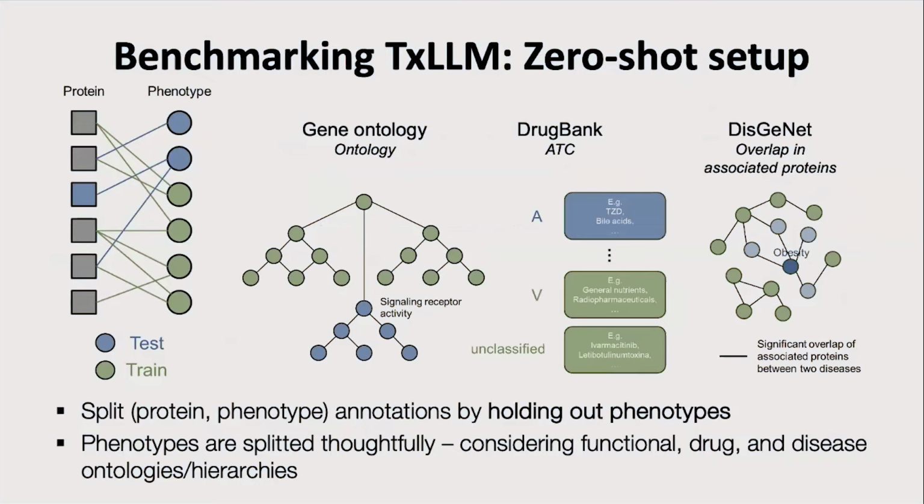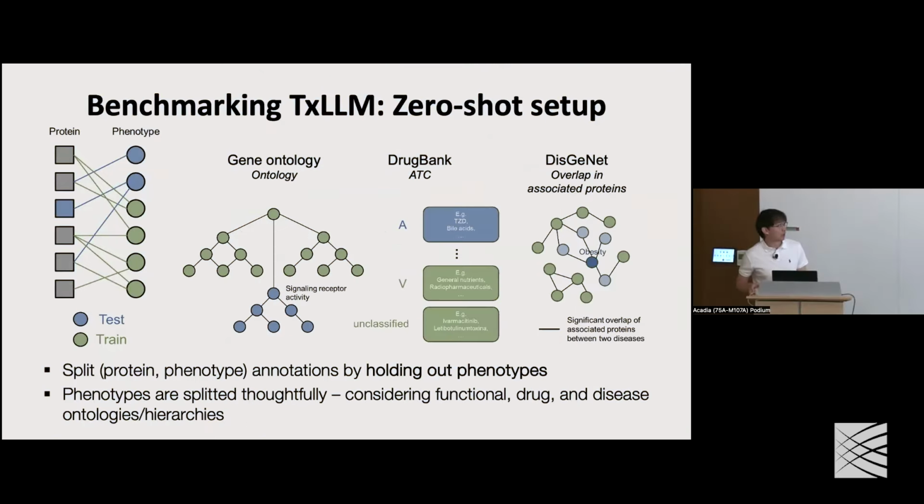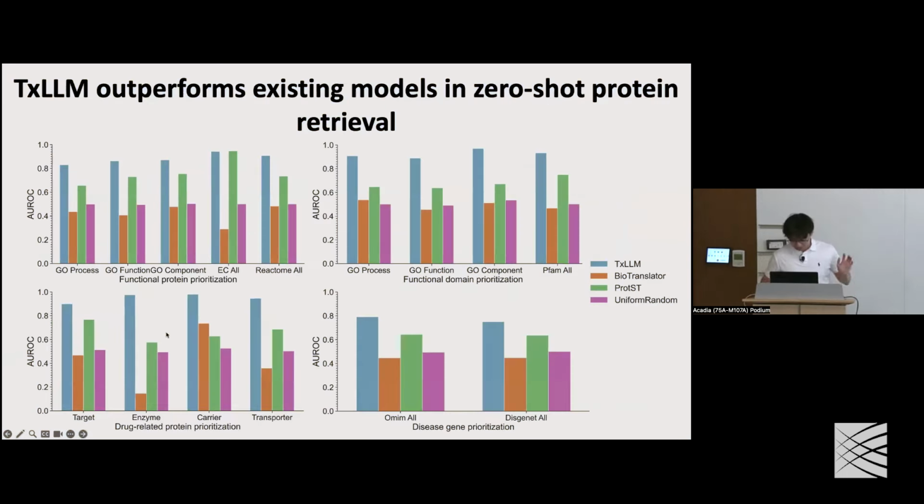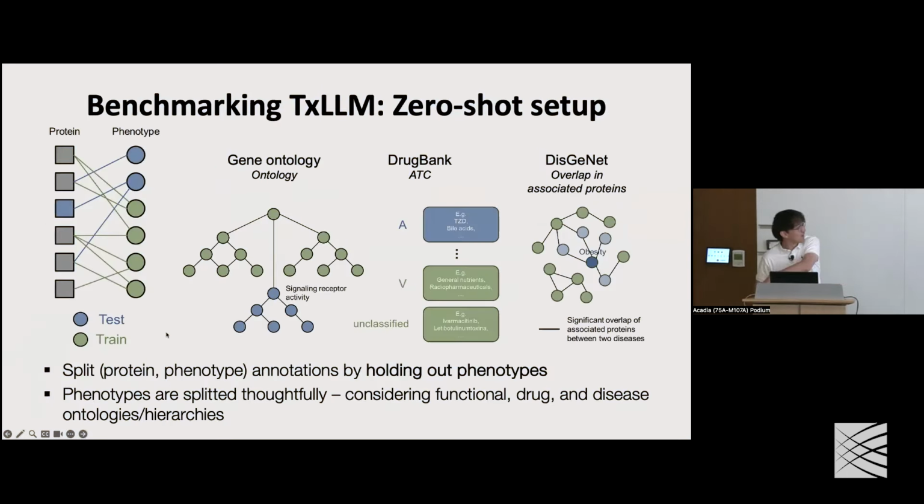Awesome, thank you, Owen. Now, before diving into our current results, let's briefly talk about our evaluation or benchmarking setup. We designed the zero-shot setup to evaluate the model's generalizability, where we split these annotations, which are protein-phenotype pairs, by splitting the phenotypes. And these phenotypes are held out in a thoughtful manner that considers the structure within these databases.